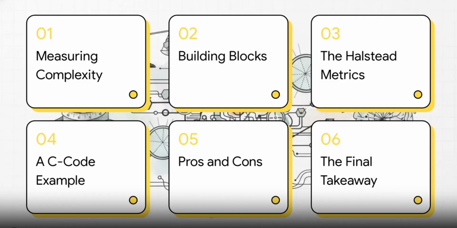So here's the plan for today. First, we'll get into why we even need a different way to measure code. Then, we'll break down the basic building blocks Halstead came up with, dive right into his core metrics, and then see how they all work with a real-world code example. And finally, we're going to weigh the pros and cons to see how this old idea really holds up today.